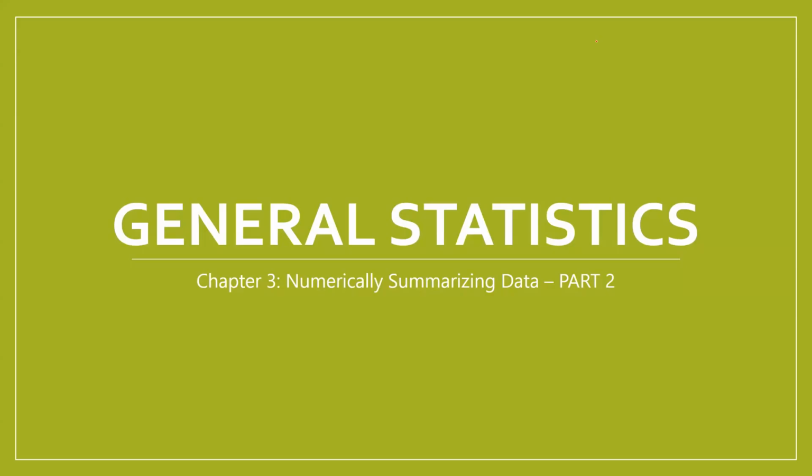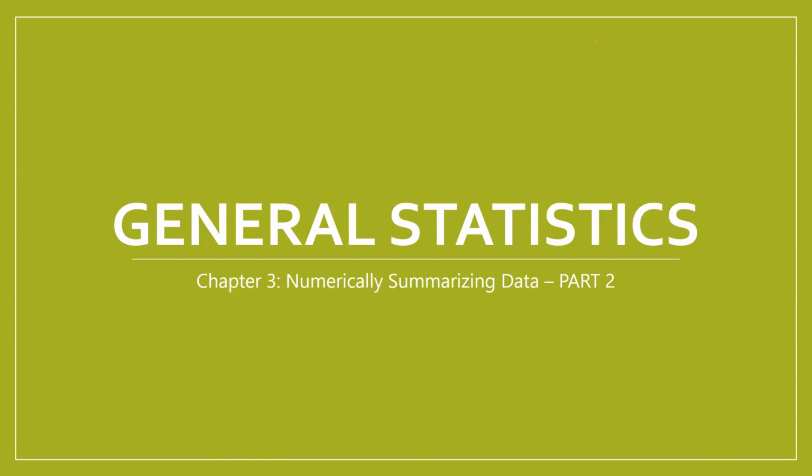Welcome back. I'm going to continue discussing chapter 3 of the book, numerically summarizing data. This is part 2. In part 1, if you watched the video, I talked about measures of central tendency and measures of dispersion. Under measures of central tendency, I discussed mean, median, and mode. Under measures of dispersion, I discussed range, standard deviation, and variance, including the empirical rule.